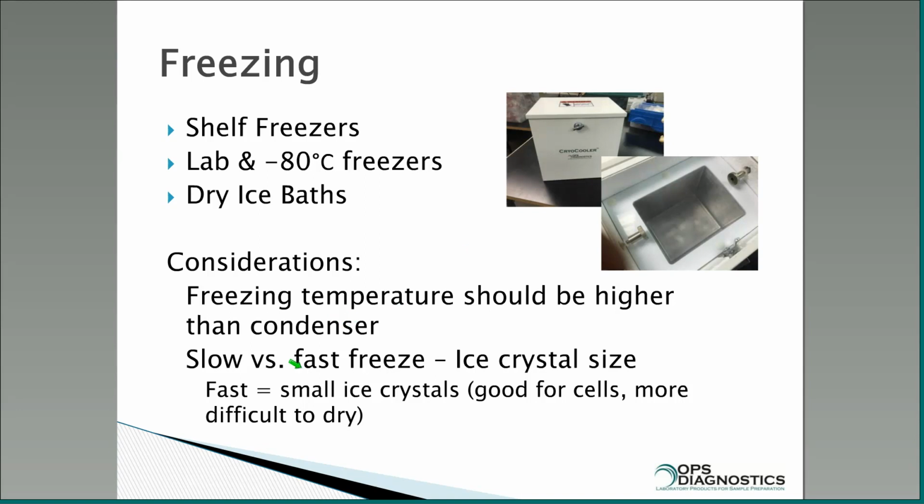The other thing to consider is the rate at how fast you freeze. So you have slow and fast freezing, or in other words, flash freezing. When you slow freeze, your ice crystals tend to form and be larger. So you end up with larger ice crystals and basically more channels for water to get out of your sample. If you flash freeze, you end up with many tiny ice nucleation sites all over the sample and many tiny ice crystals, and that's better for the cells and the biomolecules, but it's harder to get water out of.